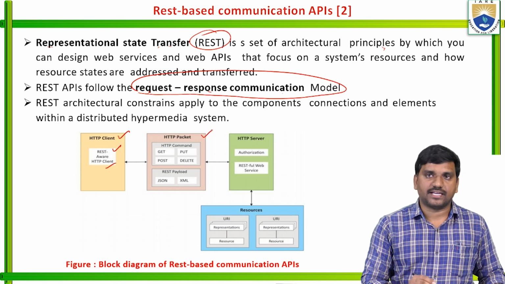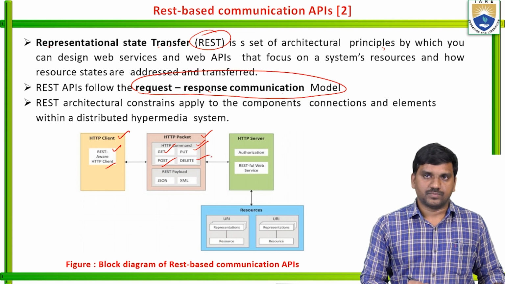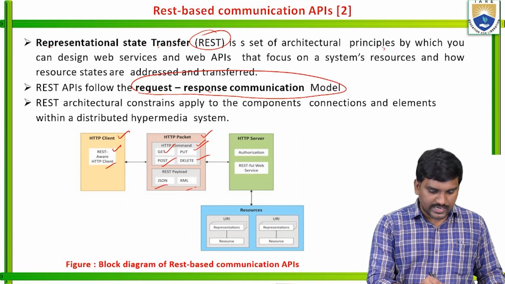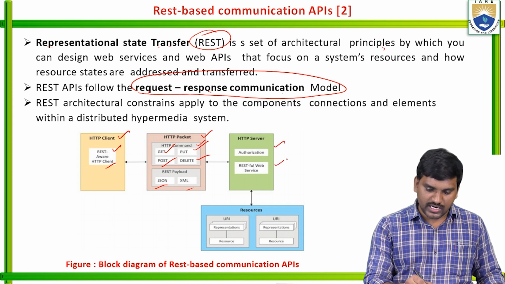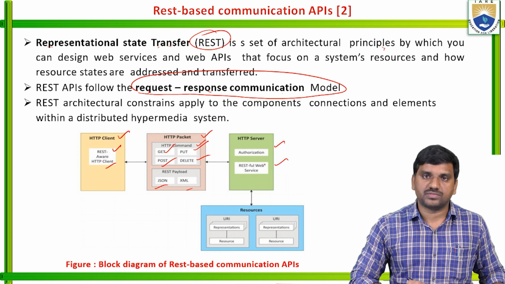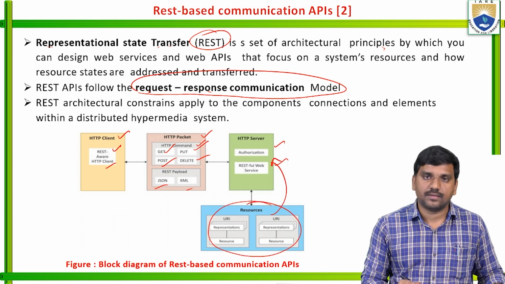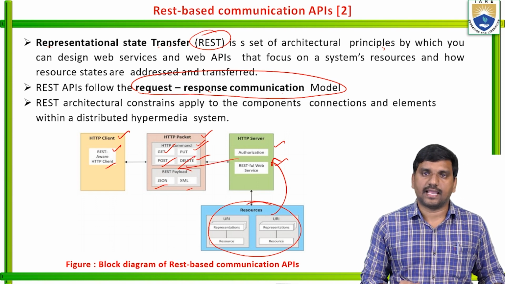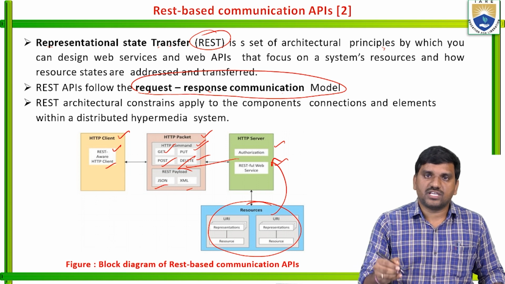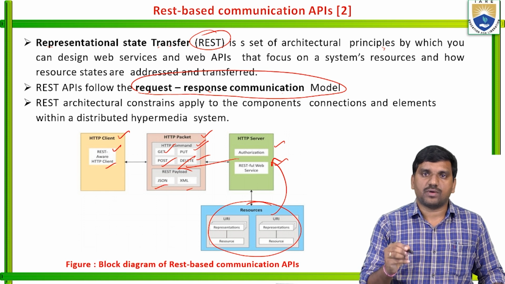Then HTTP packet. So in that, HTTP commands available are get, put, post and delete. Then REST payload, JSON and XML. Next, HTTP server, authorization, and the server can do RESTful web services. So from these resources it can fetch the data and send the response back to the client. So this is the basic block diagram of the REST-based communication API. It follows the request response communication model.